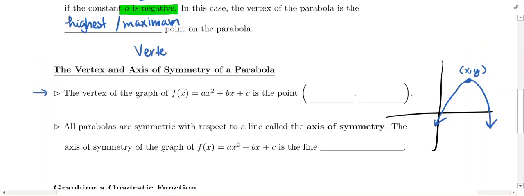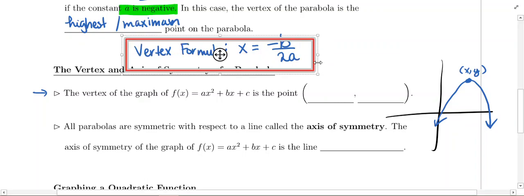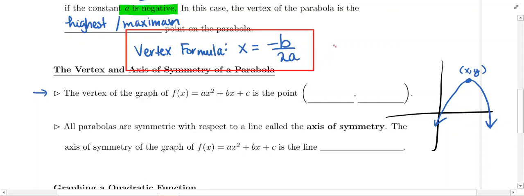Here's the vertex formula, and you should memorize it. The vertex formula only gives you the x coordinate of the vertex, and we'll talk about how to get the y coordinate in just a second. This is what you need to remember, very important for parabolas: the x value of the vertex is equal to negative b over 2a. Super, super important. I'm going to put this in a red box. You have to know it. Again, this is the formula to get only the x coordinate of the vertex. It doesn't give you the y coordinate.